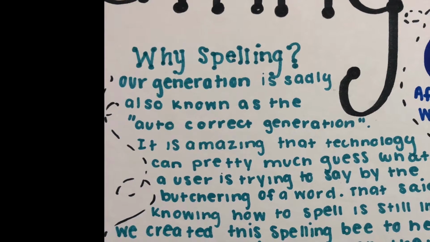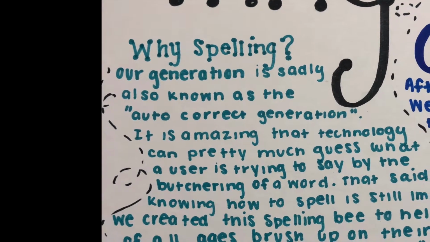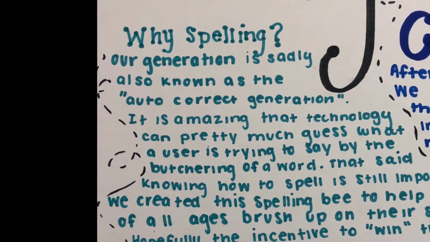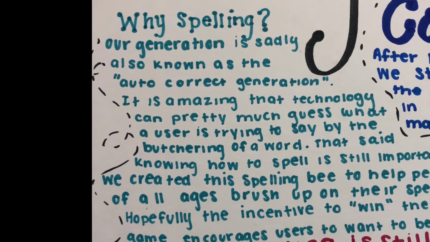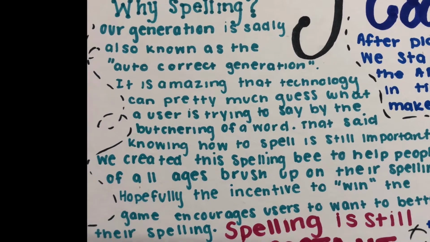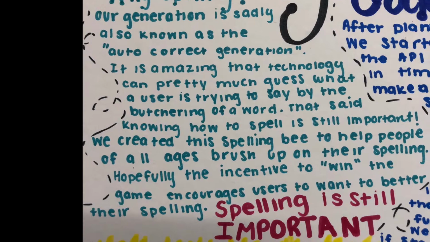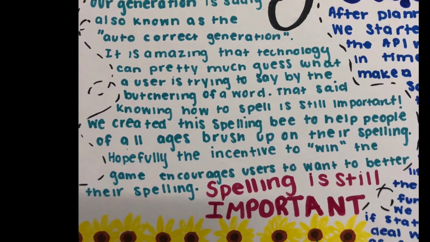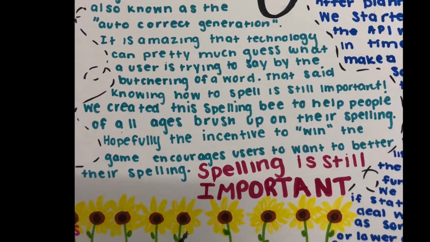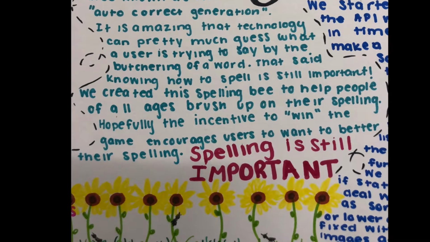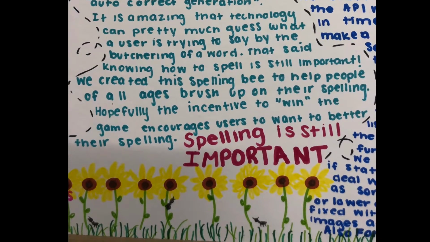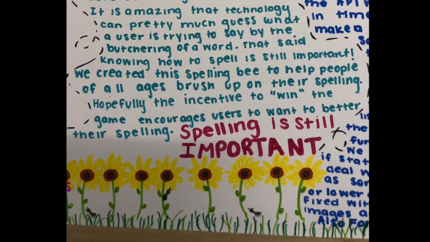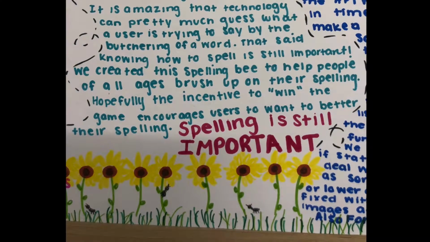Personally, I have never been a good speller. I believe that it partly is because of the fact that we are called the autocorrect generation. It is amazing that technology can pretty much guess what a user is trying to say by a butchering of the word. That said, knowing how to spell is still so important, so we created this spelling bee to help people of all ages brush up on their spelling. Hopefully the incentive to win the game encourages users to want to better their spelling.